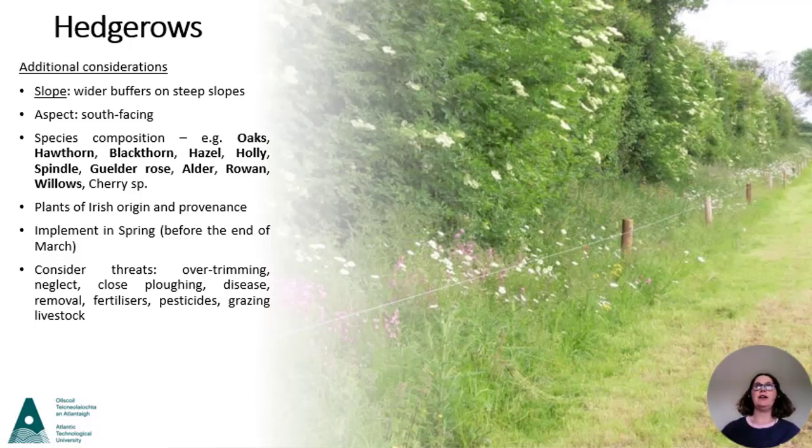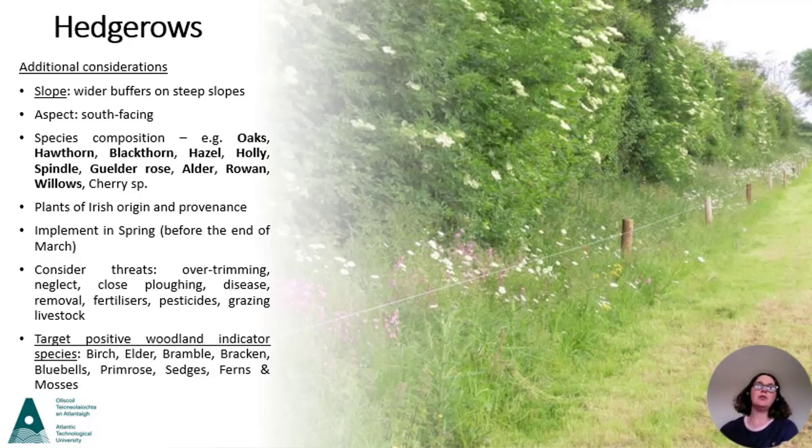So additional threats that are highlighted for hedgerows would be things like over trimming. It's very easy to get stuck into having everything very neat and tidy. But then the opposite to that is where you just neglect them and don't manage them, and they become a bit unwieldy. Close ploughing, particularly if we're looking at arable. There may be diseases as well, so this will be important, particularly if you have an existing hedgerow and you're looking to, I suppose, improve it. Things like ash trees may need to be removed. Removal of the hedgerow in the first place, and then the usual threats of fertilisers, pesticides and grazing livestock.